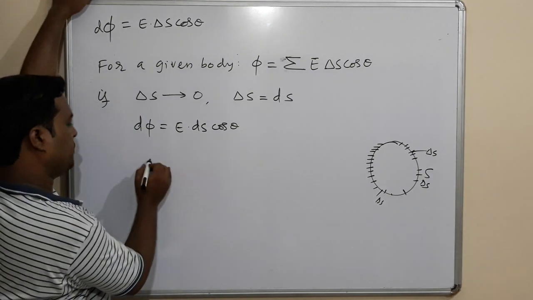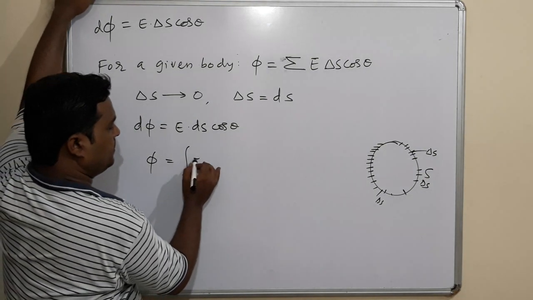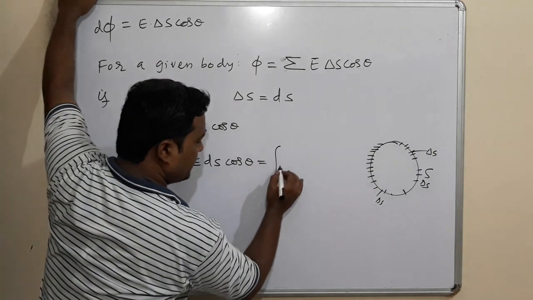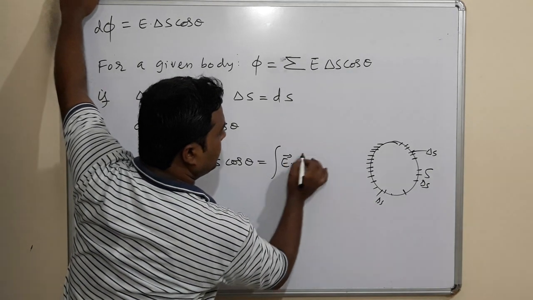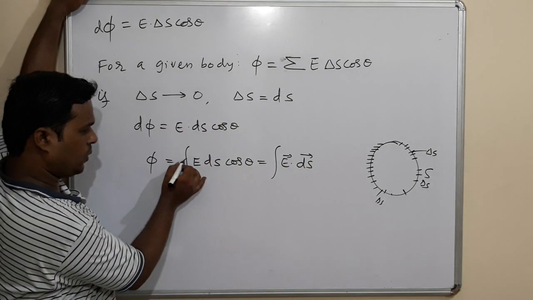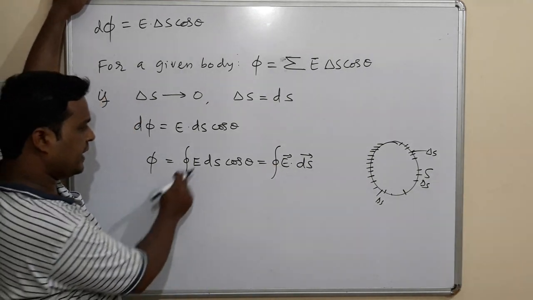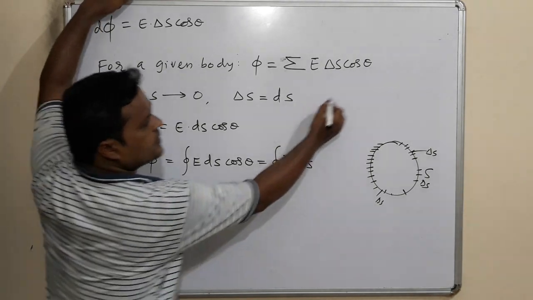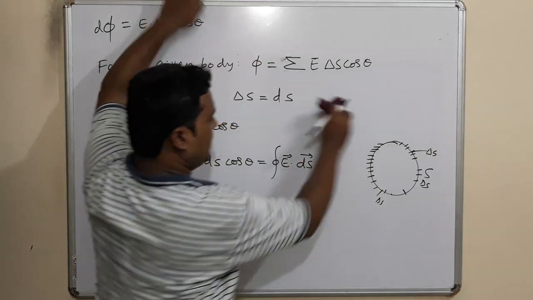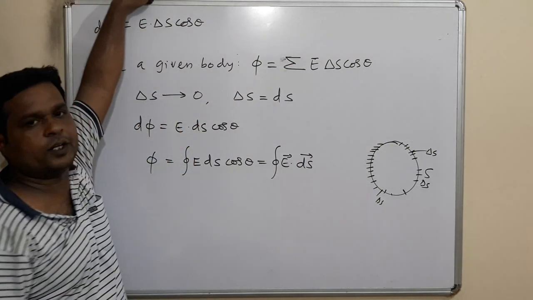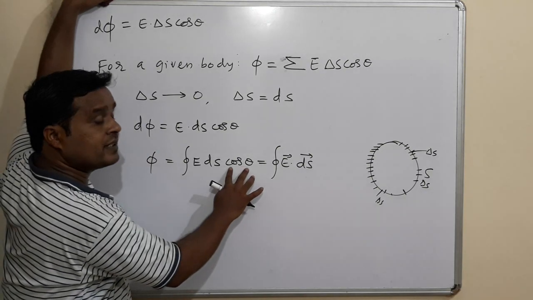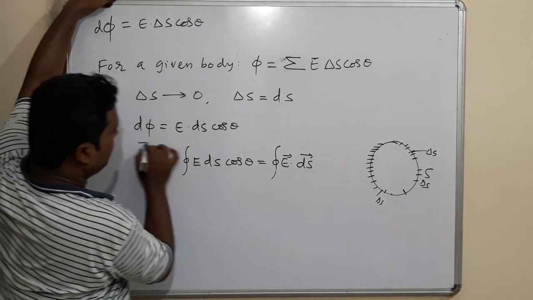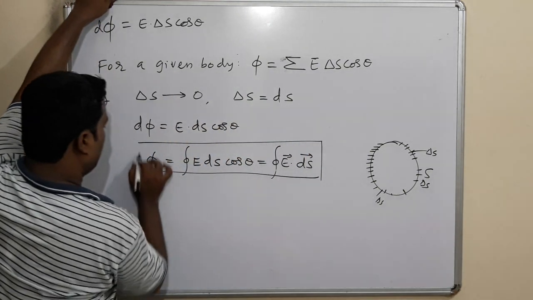To get the exact value of phi, we'll integrate this quantity. This is integral of E ds cos theta, or E dot ds. In some books you will find a circular mark on the integral sign, which indicates that we are calculating through the closed surface. Flux through a closed surface will be given by integration of E dot ds. Cos theta is the angle between E and ds, that you remember. This gives the flux through the whole body.